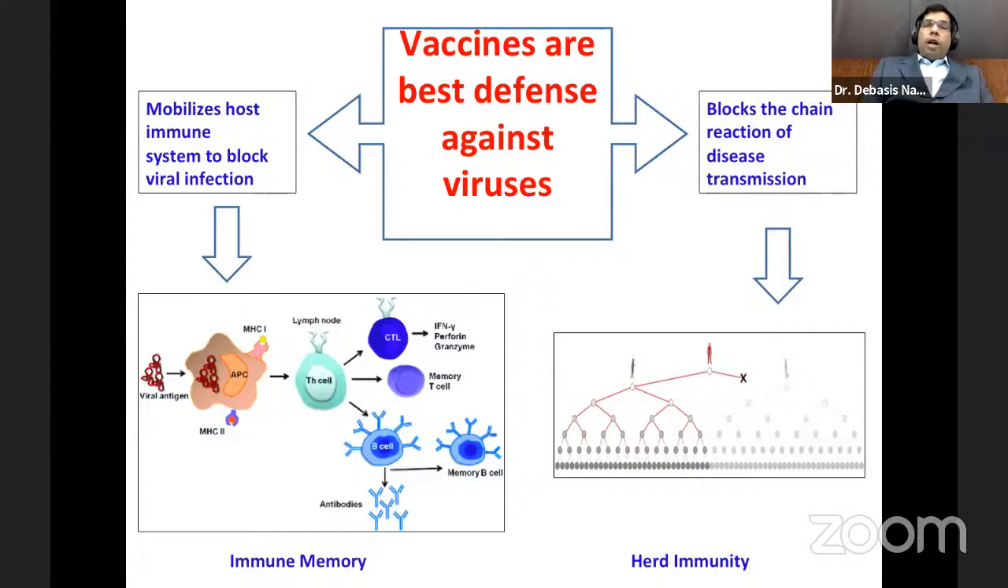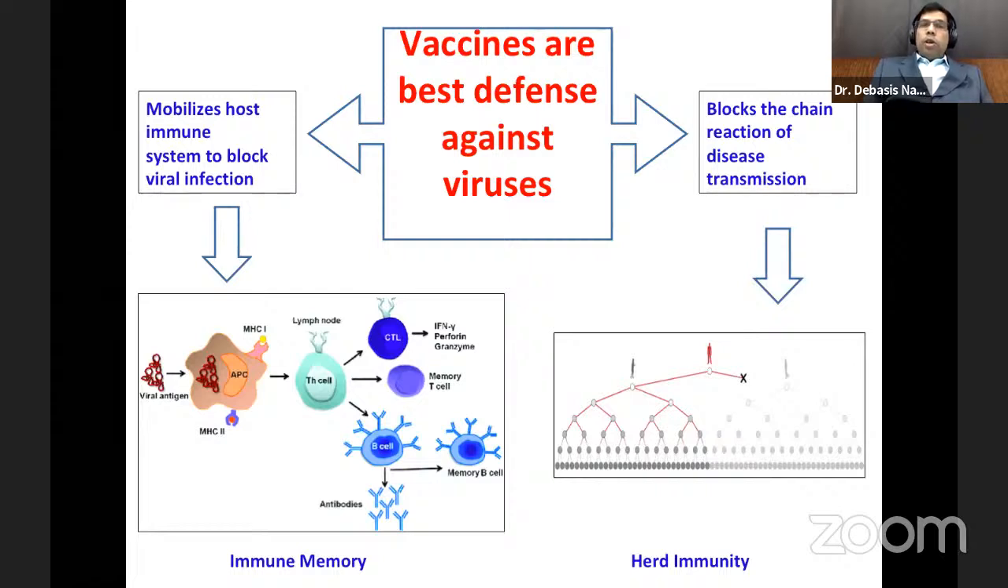And as I'm telling you, there are two aspects. One is within the host, within the person or the individual, and the other is at the population level. By doing that, what we are achieving is herd immunity. Herd immunity is the collective immune defense of a population. Out of 100 people, how many people are defended? How many people are strong enough to repel the virus infection? So that is called herd immunity. If the majority of the population is immune, then automatically we block the disease transmission chain. So those are the two aspects of a vaccine, immune memory and herd immunity.